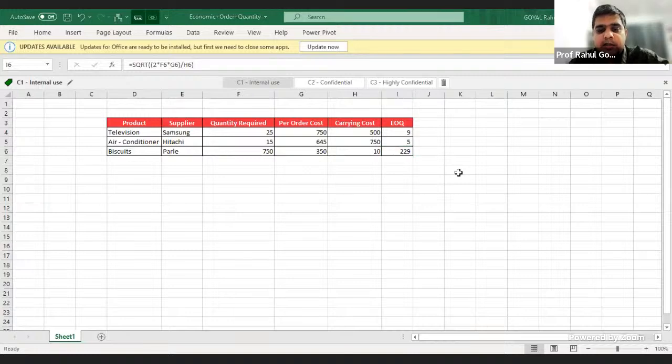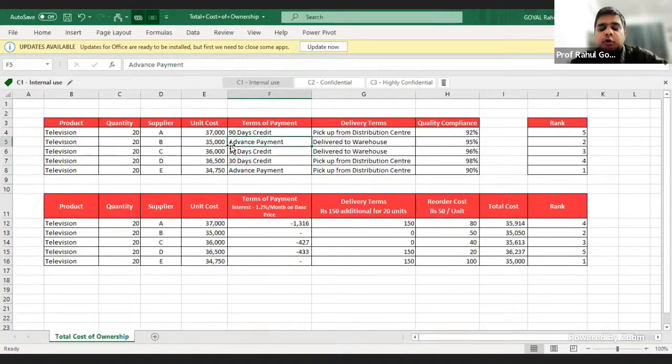Okay. Now we look at the example of total cost of ownership. In total cost of ownership, what we discussed was that we should not evaluate the supplier only from the price at which the product is being offered, but look overall at total cost of ownership in terms of acquisition, post-sale benefits and everything. So this is an example. There's a product, television, and there are 5 suppliers and we want to buy 20 units.